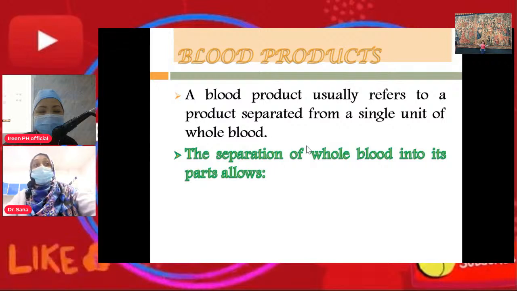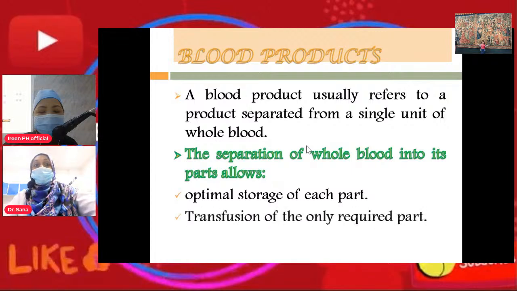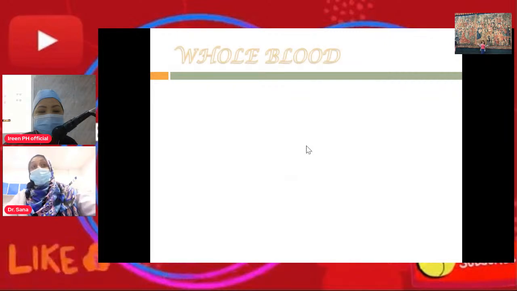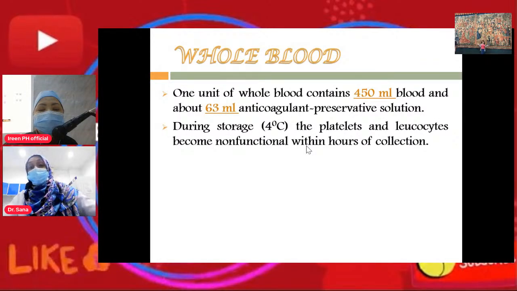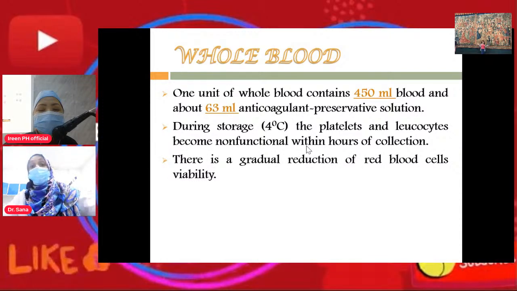Separation of whole blood into its parts allows optimal storage of each part, and transfusion of only the required part. We make the separation in the lab for each blood unit because each unit has special storage. For example, fresh frozen plasma must be frozen. Blood RBCs, or packed cells, must be kept at 2 to 8 degrees centigrade.